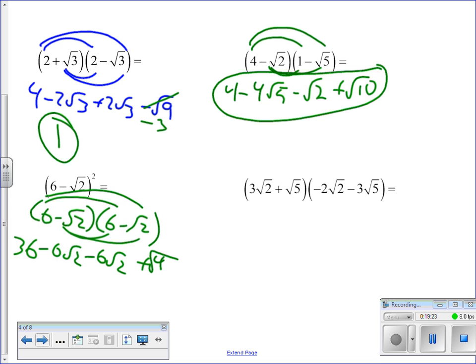And then what is positive root 4? It's 2, so this becomes plus 2. And I combine up my like terms. 36 plus 2 is 38. Negative 6 root 2 minus another 6 root 2 gives me negative 12 root 2s. And the last one is very interesting. Yes, ma'am? Why isn't the root 4 just equal to 2, not negative 2? You're right, plus 2, my bad.